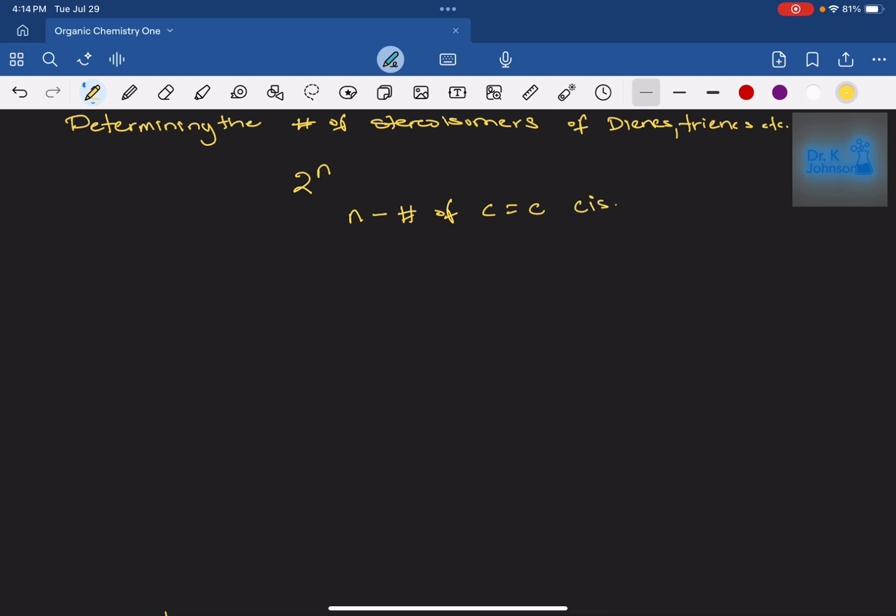observe cis-trans isomerism. You probably have forgotten, but I'll show you what you need in order to observe cis-trans isomerism. So for example, let us look at 2-butene. And I'm going to draw cis-2-butene, carbon one, two, three, four.